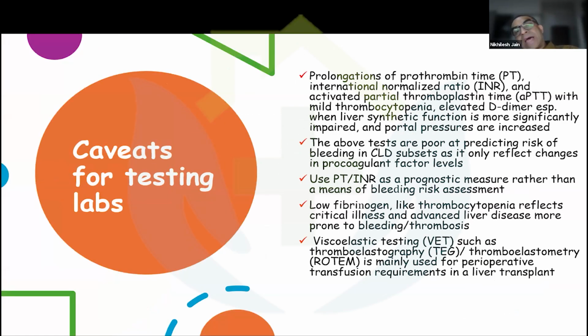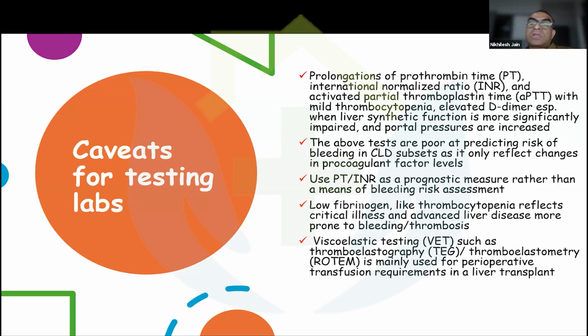So when we talk in terms of labs, you can get prolongation of PT, INR, and activated partial thromboplastin time, which is also referred to as APTT, with mild thrombocytopenia. Sometimes elevated D-dimers, especially when the synthetic function of liver is significantly impaired and you get increased portal pressures. Now, keep in mind that all the above tests are very poor at predicting risk of bleeding in chronic liver disease subsets, and they only reflect changes in the procoagulant factor levels. So try to use your PT-INR values as a prognostic measure rather than as a means of bleeding risk assessment.